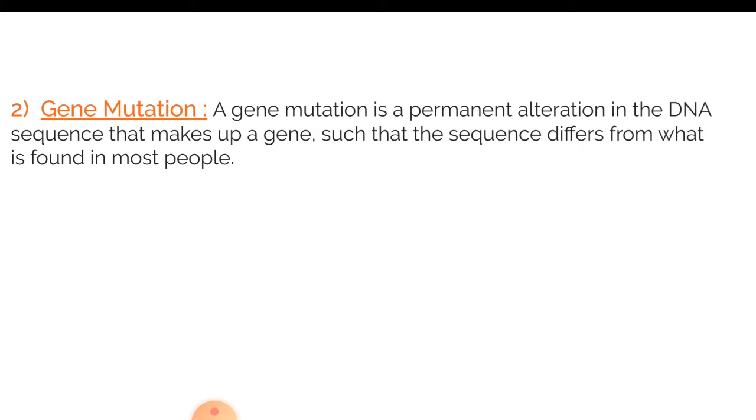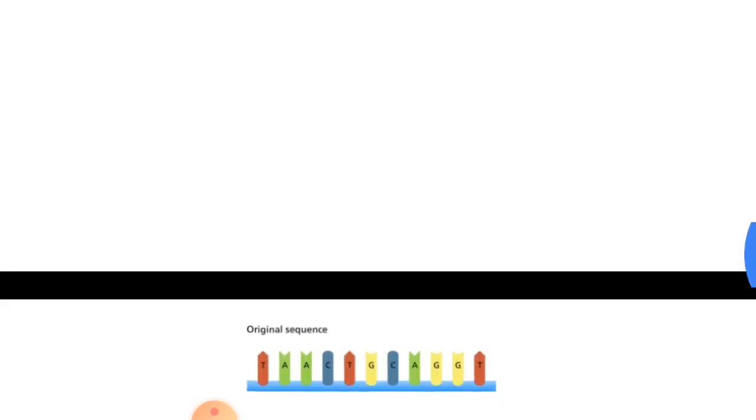The gene mutations can be the replacement of one base pair for another, that is substitution, or it can be the removal of one or more bases or nucleotides from the DNA sequence, that is deletion, or it can be the addition of one or more bases or nucleotides in the DNA sequence, which means it can be insertion. So gene mutation can be of these types.